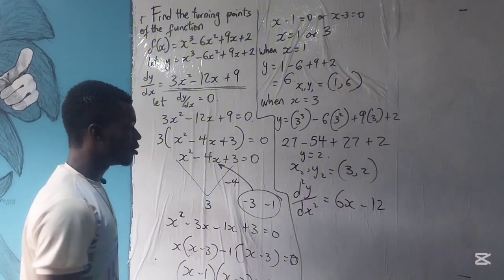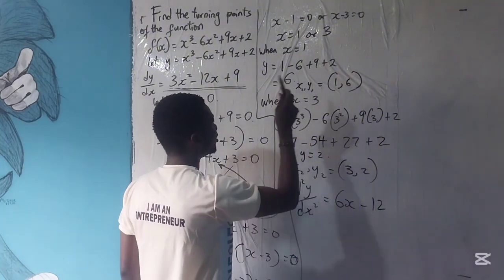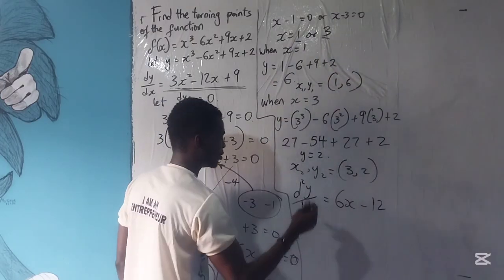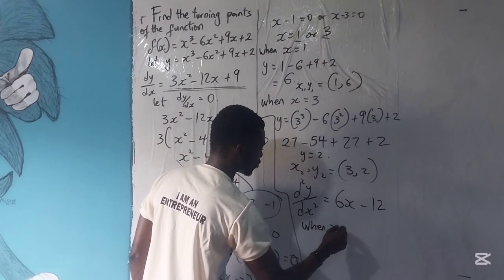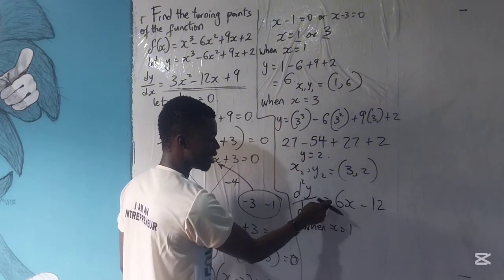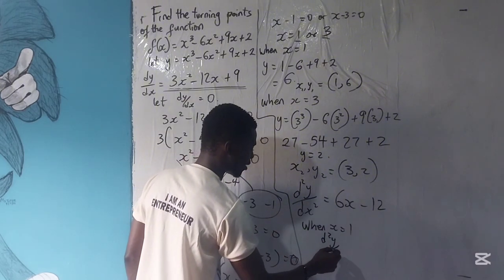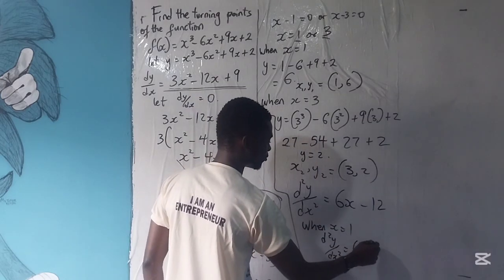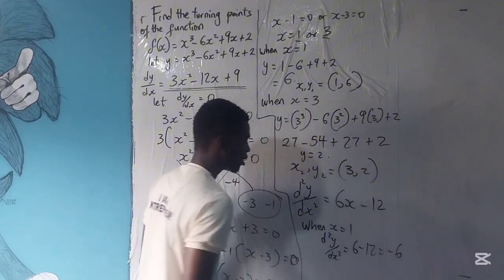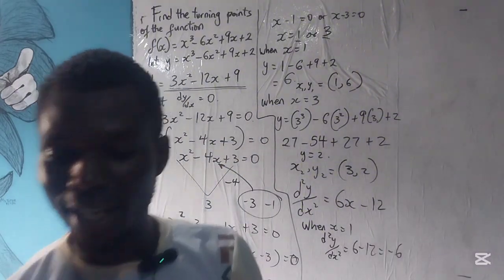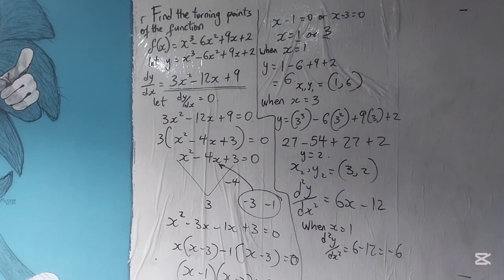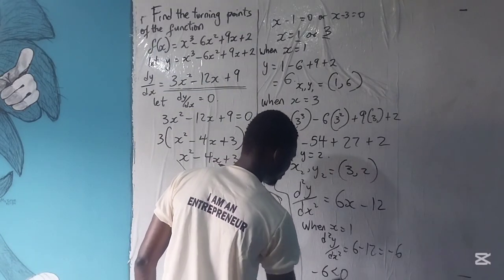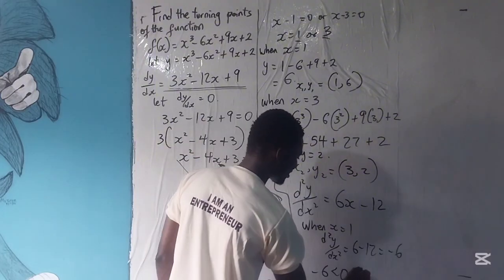That's the second derivative. Now, for the second derivative, we are going to put the two values of x, which are 1 and 3. So let's put 1. When x equals 1, d square y over dx square will give us 6 minus 12, and 6 minus 12 is minus 6. Now, when we look at minus 6, is it greater than or equal to 0? Minus 6 is less than 0. So since minus 6 is less than 0, that's the maximum point.